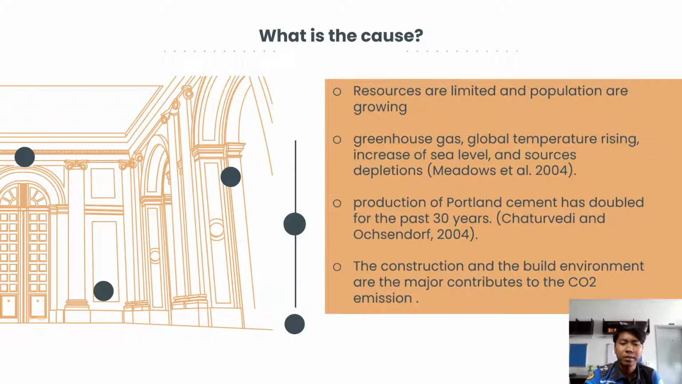1 ton of cement can produce approximately 1 ton of carbon dioxide, which is 7% of the global CO2 emission that is produced by the cement industry.